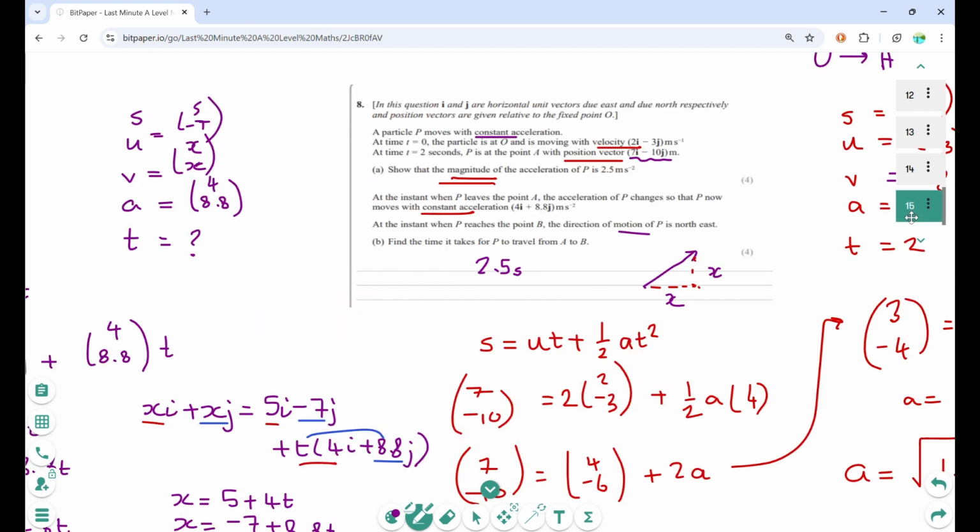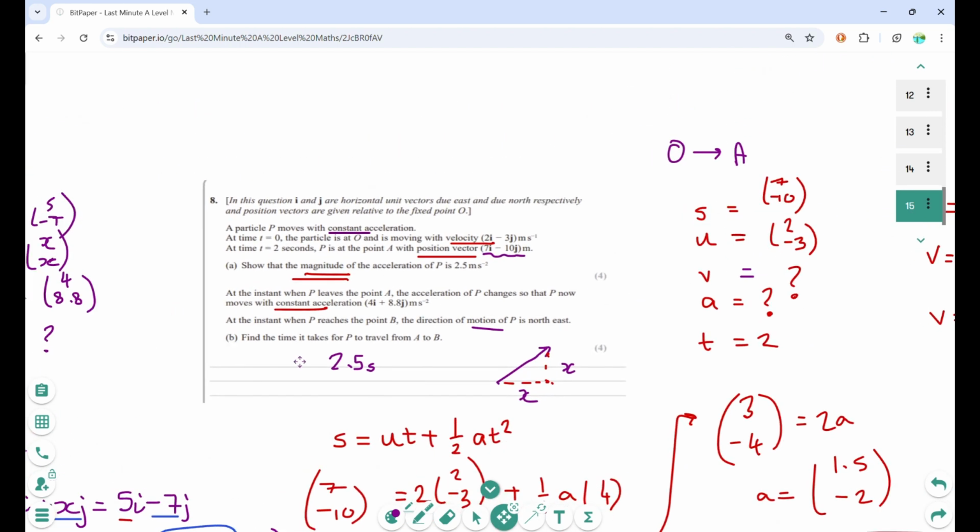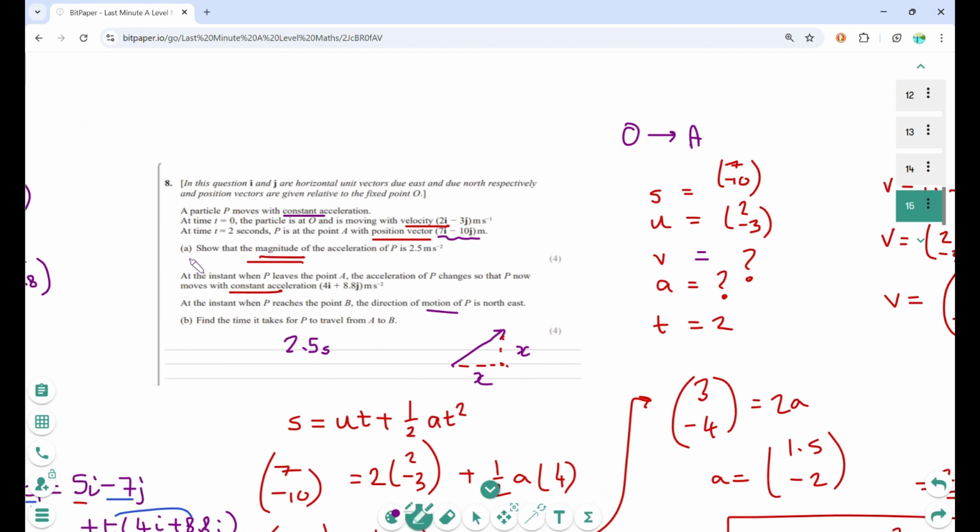And then looking at this question, oh, looks like I did this one earlier. And this is they've said in the first line here, a particle P moves with constant acceleration. So that's really nice of them. They're telling you straight away, first line, the acceleration is constant. You need to use suvat here.